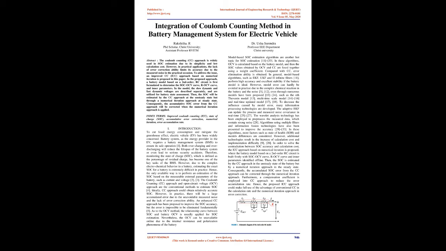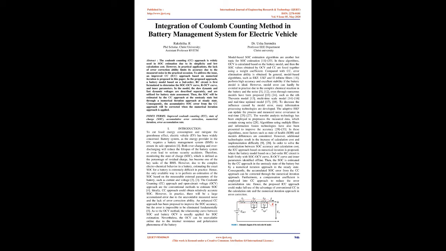However, due to the complex electrochemical behavior in a battery, estimating the exact SOC for a battery is extremely difficult in practice. Hence, the only available way is to perform an estimation of the SOC based on the measurable external parameters of the battery, such as current and voltage. The Coulomb counting (CC) approach and open circuit voltage (OCV) approach are the conventional methods to estimate SOC. Ideally, the CC approach could obtain relatively accurate SOC.